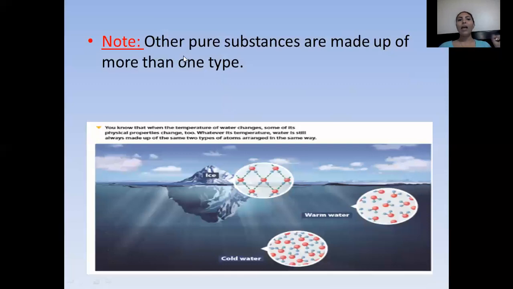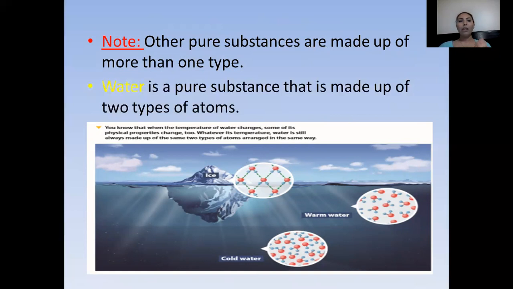And here, we have to know that other pure substances are made up of more than one type of atom, like water formed from hydrogen and oxygen atoms, okay? But we can still say that's a pure substance. Water is a pure substance that's made up of two types of atoms, which are, yes, oxygen and hydrogen.